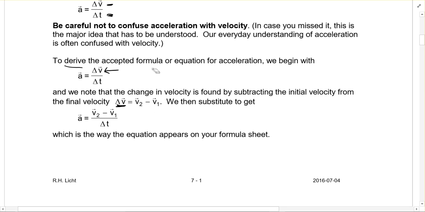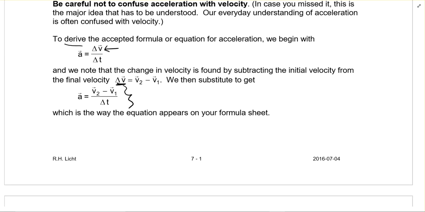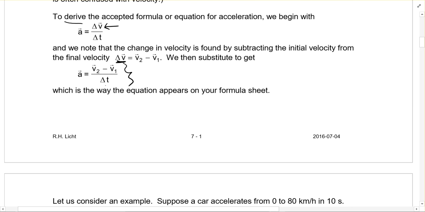Okay, so this is our formula, and you should have this formula on your formula sheet. It might be vf and vi instead. And then it's still change in time on the bottom, but we usually call time 1 time 0, so it ends up just being easier to write it this way.